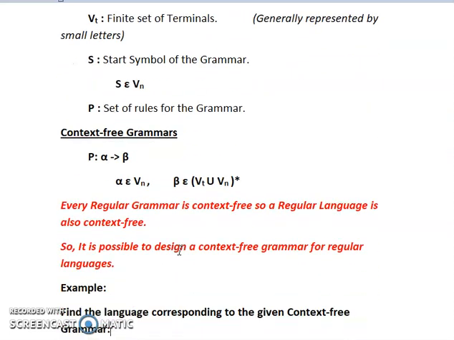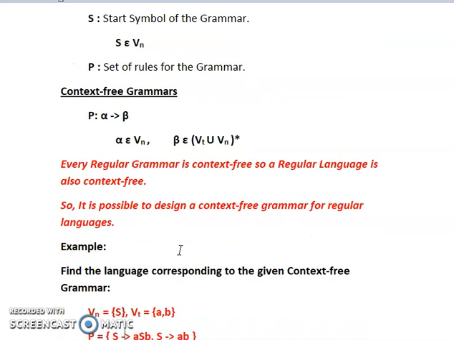Now let's talk about context-free grammars. A context-free grammar is represented using production rules of the form alpha tends to beta. Alpha here belongs to the set of non-terminals. That means in place of alpha, we can have a single non-terminal. And beta belongs to the set of terminals union the set of non-terminals. That means beta is a string formed using terminals as well as non-terminals.